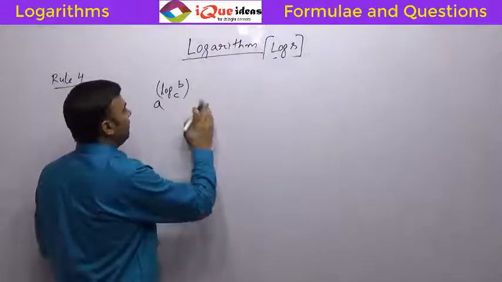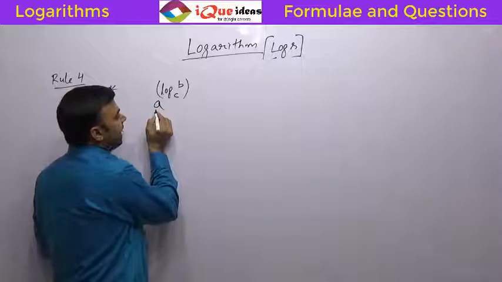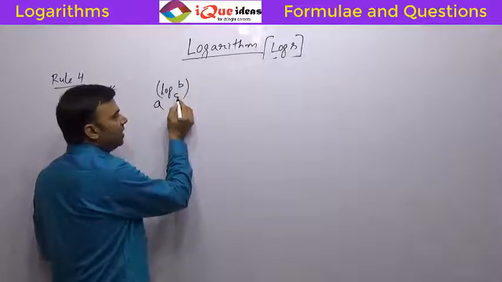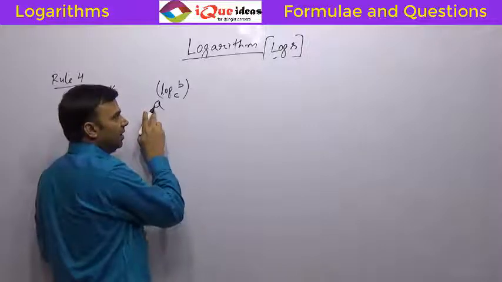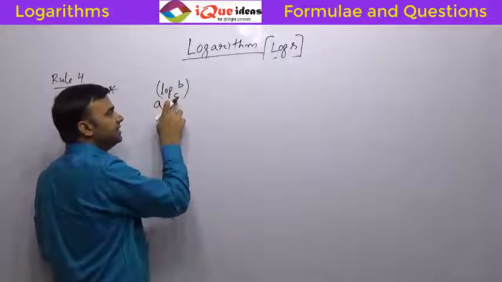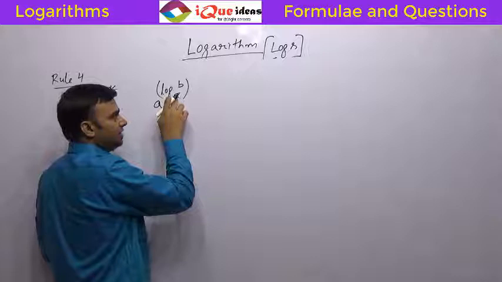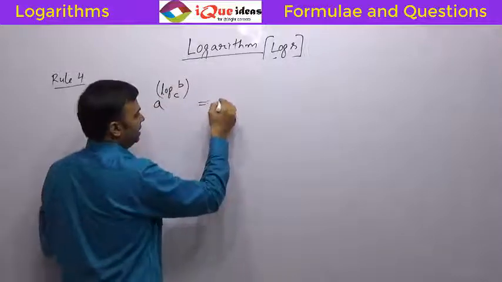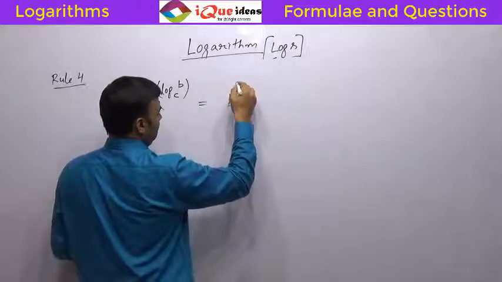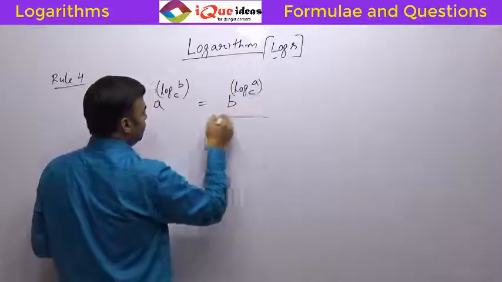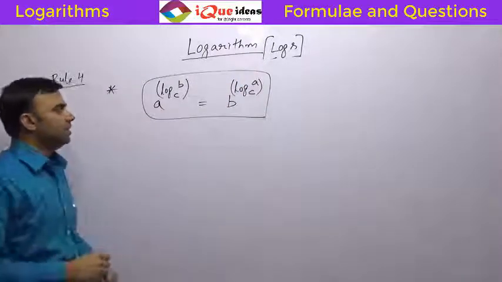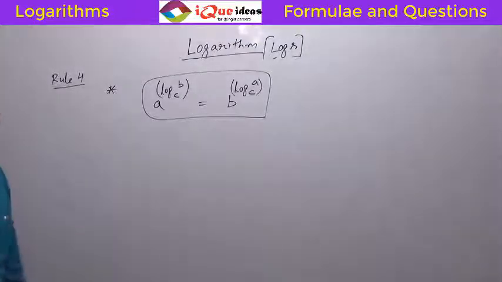In this, what we can do is we can interchange this a and this b without affecting the position of c. Look at the position of a. A is the base of the power here. B is the number in the log and c is the base of log. C cannot be changed. This a and b, if you interchange, it will become b to the power log a to the base c. These two are equal. This is the last rule. This is rule 4. Right?